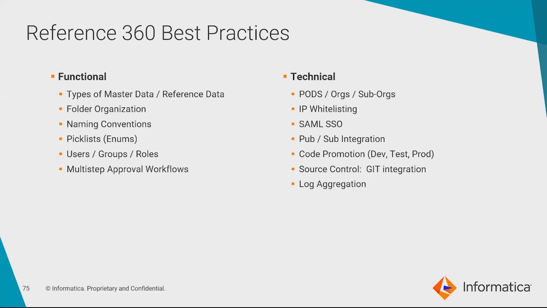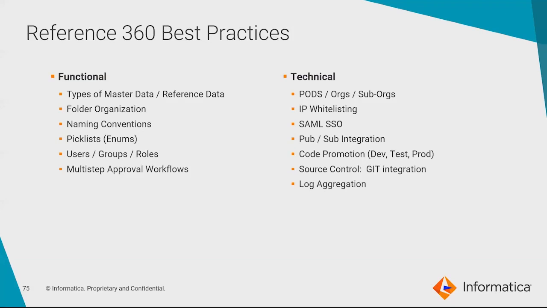It's also a good idea to settle right up front what your pick lists, enums are going to be. So for example, if you have enterprise-wide standards for security definitions, you might want to have your confidentiality levels set to be those enterprise standards right from the front so that no one gets the idea that they can create their own. We talked about users, groups, and roles and how those integrate natively with IICS, and the roles for Reference 360 are used to control access and multi-step approval workflows.